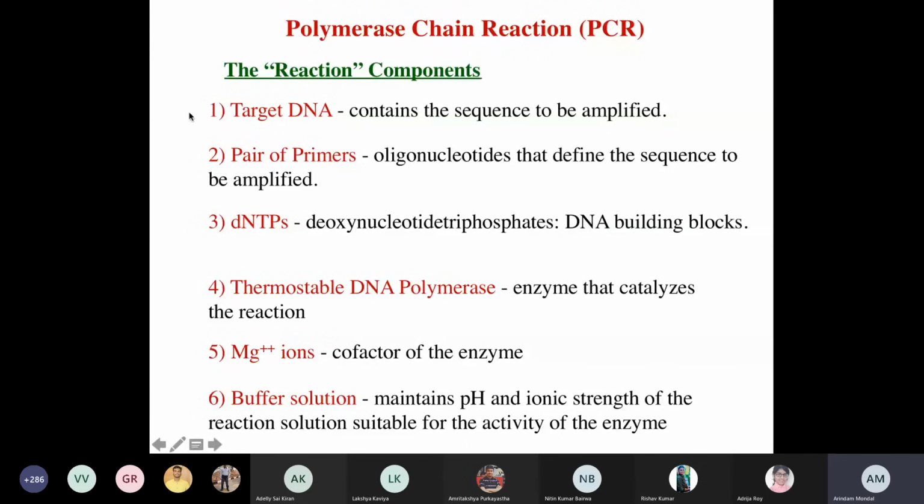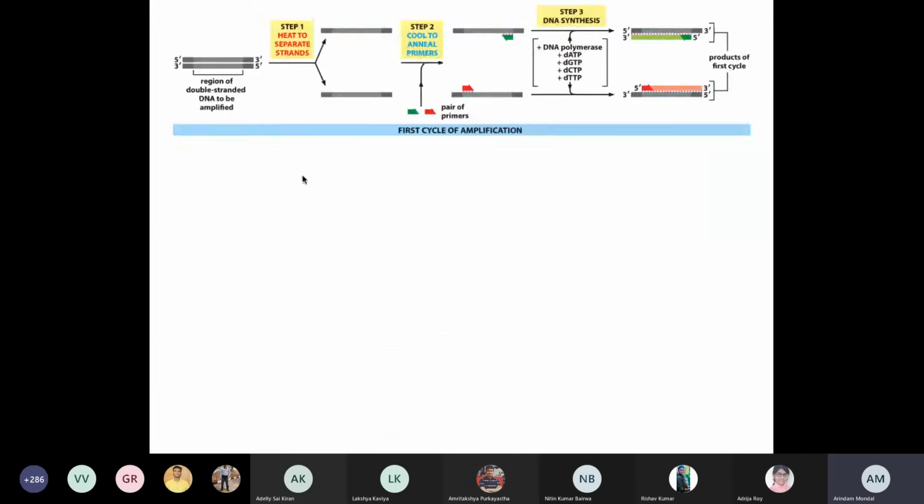Okay, so in the reaction, you add target DNA, you add dNTPs, you add thermostable DNA polymerase. Along with that, you also add primers, which will base pair with the target DNA and serve as a source of the 3' OH, which is essential to initiate the replication process. Okay, so let's see how the polymerase chain reaction happens. Say for example, this is your target DNA, and this is the region of the double-stranded DNA you want to amplify. So you want to make millions of copies of this particular region of the DNA.